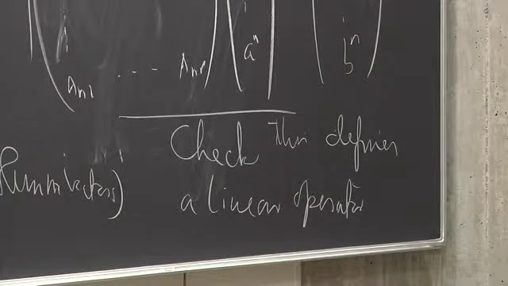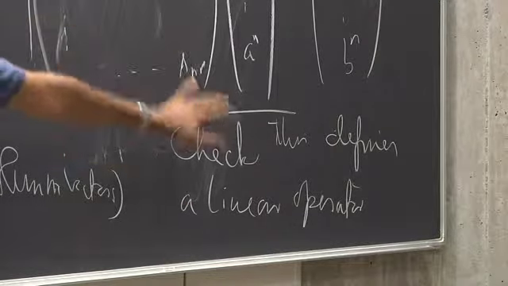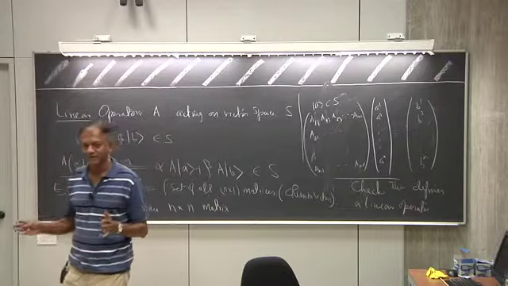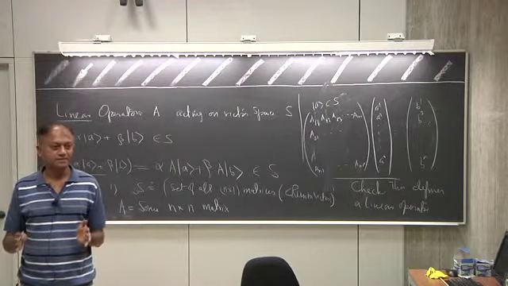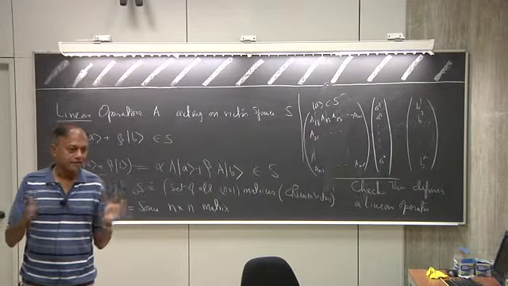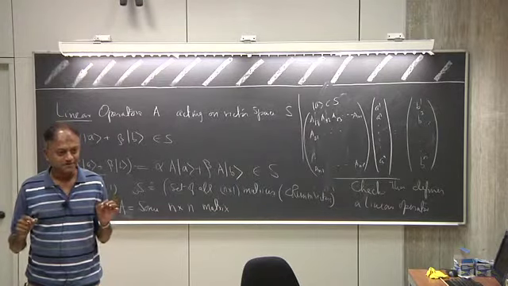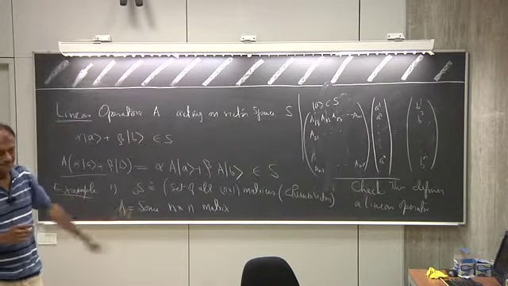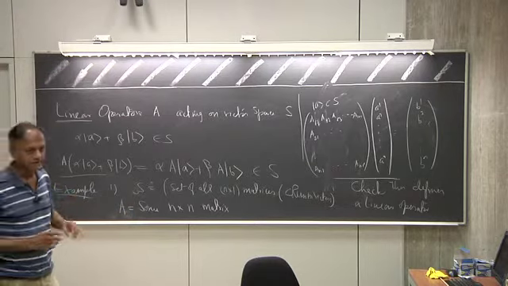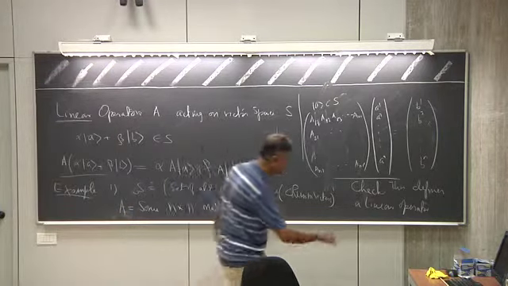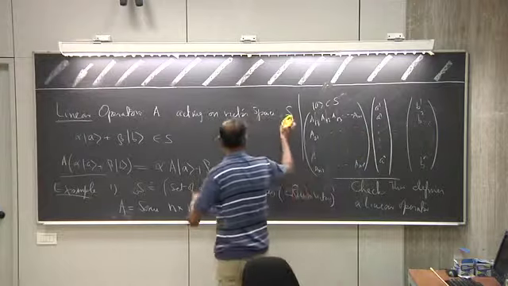In fact, maybe today itself, we will see that actually this is completely general. Meaning, for any finite dimensional vector space, you can always represent a linear operator as a matrix, as an n by n matrix. So it's completely general. By today, I think we'll see that.